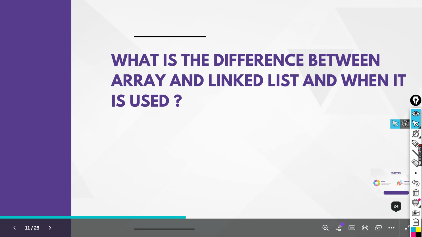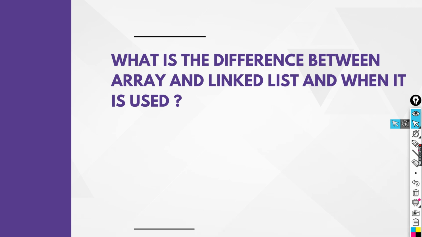Let's see what is the difference between array and linked list and when they are used. So the difference between array and linked list. Memory location for an array is contiguous, fixed size, and for the linked list it's dynamic, variable size. Insertion and deletion complexity for the array is order of n due to shifting, and for the linked list it is efficient, order of 1.